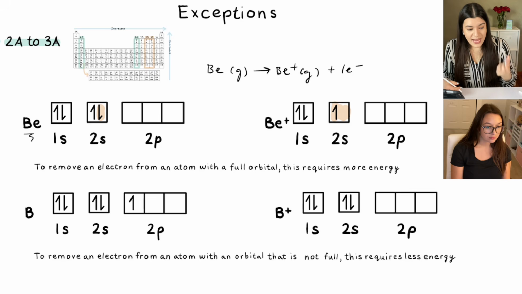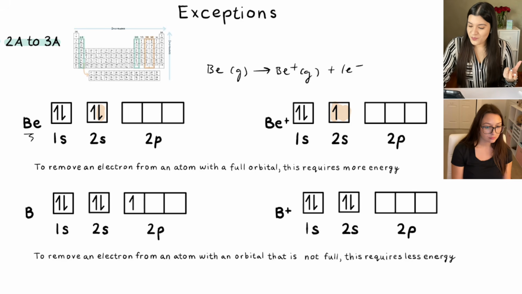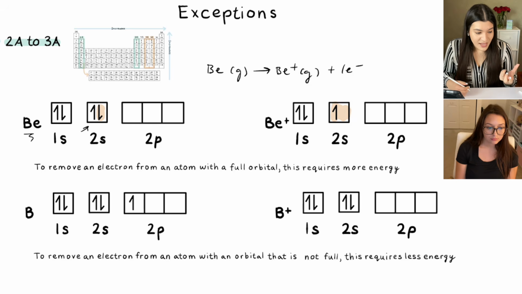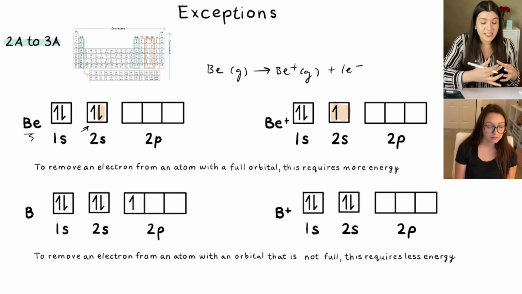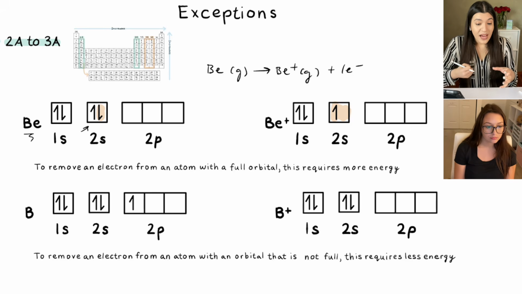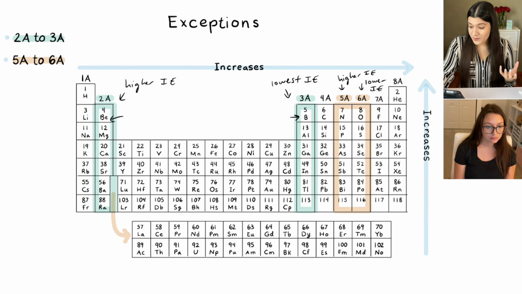So what's happening is that this doesn't want to be alone, or split up. Because if we're removing an electron from an orbital that's already full, that's going to require more energy to take it away. So that's why beryllium right here would have a higher ionization energy than boron, because boron doesn't require as much energy.